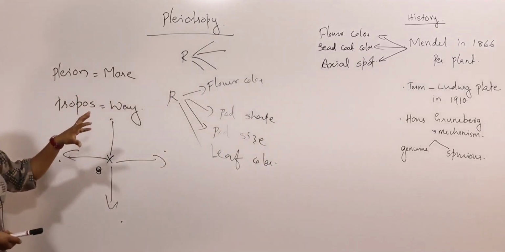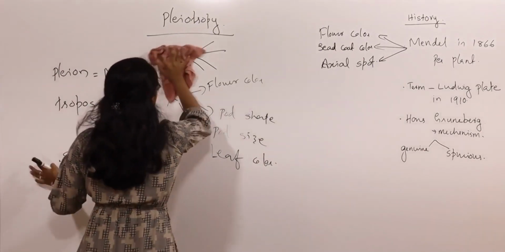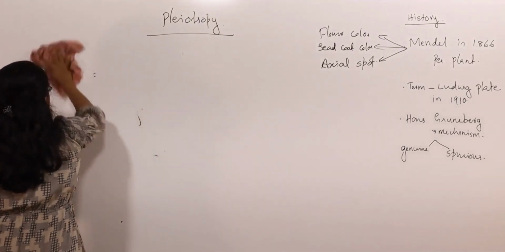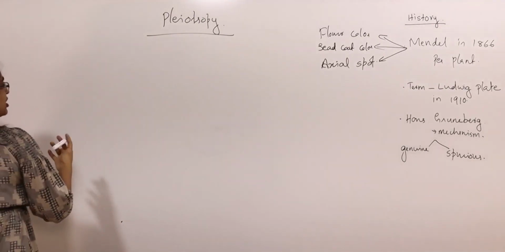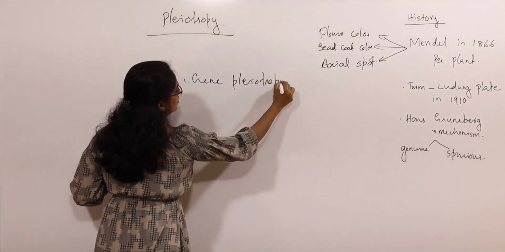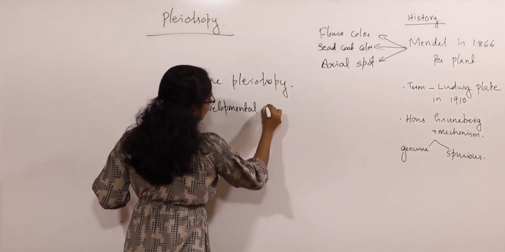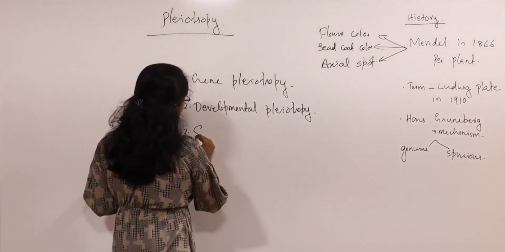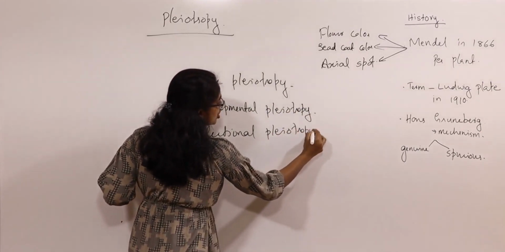So this is all about the molecular mechanism of pleiotropy. Normally we divide pleiotropy into three types: gene pleiotropy, developmental pleiotropy and selectional pleiotropy. The classification is based on the effect of pleiotropy.